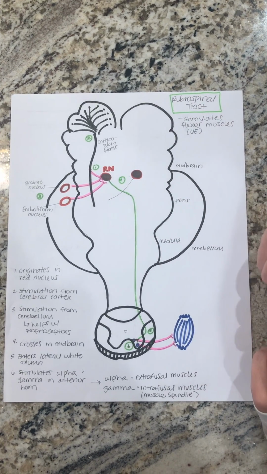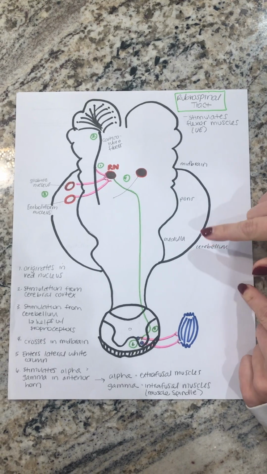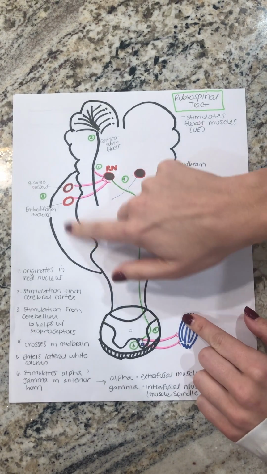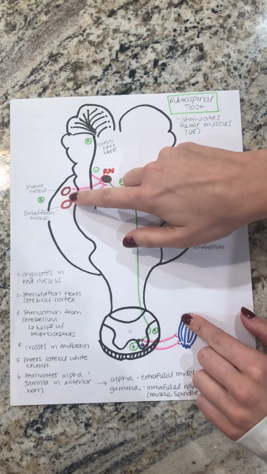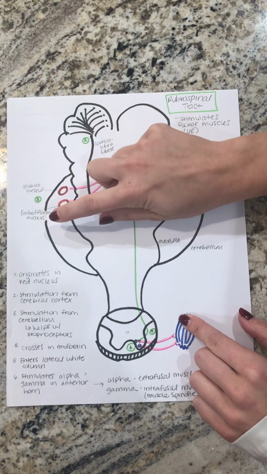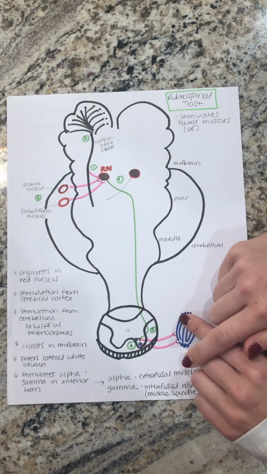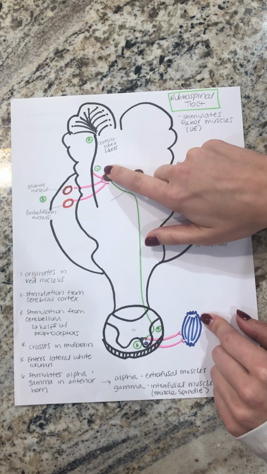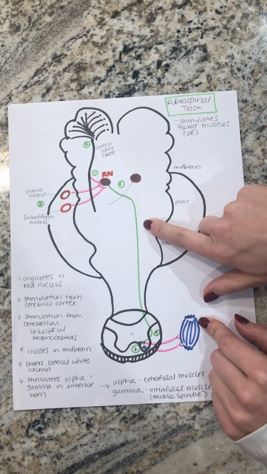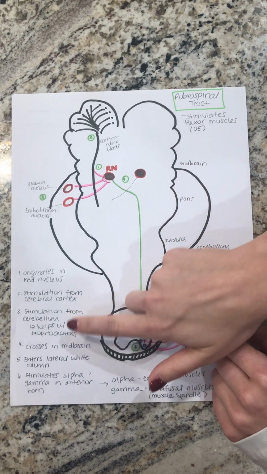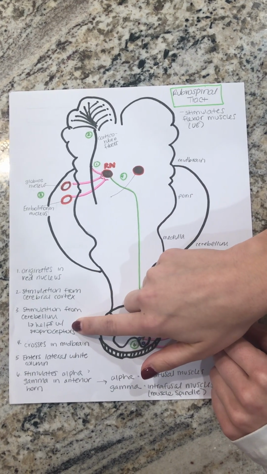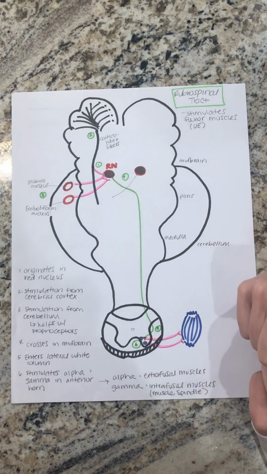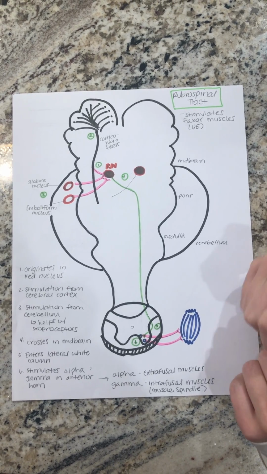The other option that stimulates the rubrospinal tract is the cerebellum. And within the cerebellum, we have two nuclei. So we have the globose and the emboliform. So these two nuclei will also send stimulation to the red nucleus, which will then start the rubrospinal tract. As we know, the cerebellum helps with proprioception and with muscle coordination and movement.